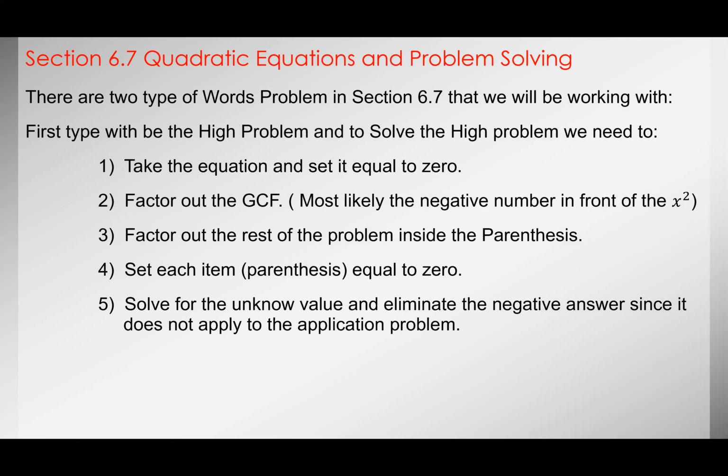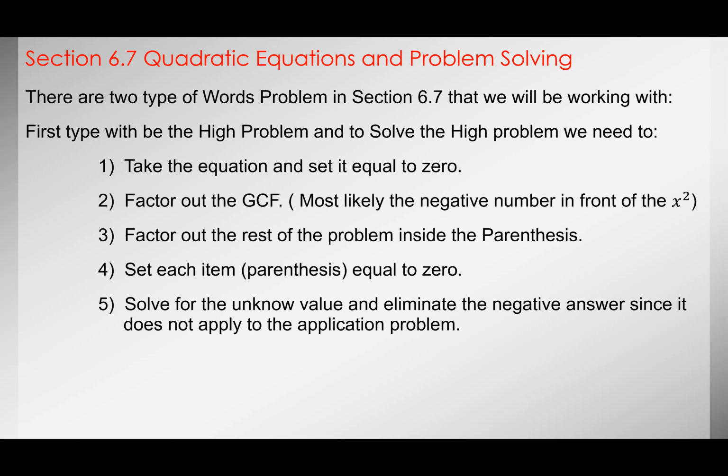I want to point out that there are two word problems that you will have in this 6.7. One type of word problem will involve the height equation, or sometimes the profit equation. Sometimes the profit and the height are the same, but I list them here. These are the two types of word problem you will have, which are the height problem and the right triangle problem.